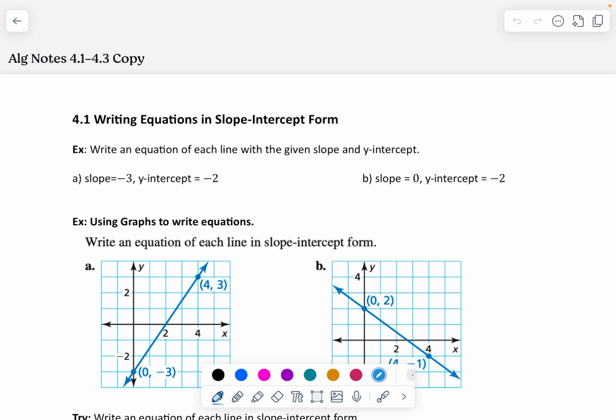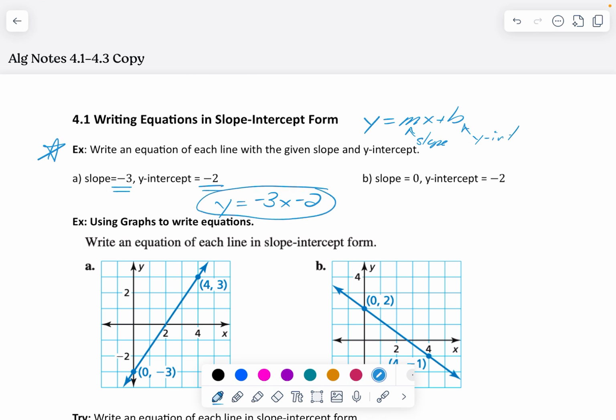So as a reminder, slope-intercept form was y equals mx plus b, where m is our slope and b is our y-intercept. And we used that information to help us become excellent graphers. So if we want to write an equation in slope-intercept form, this is really easy. Here's our slope, here's our y-intercept. And we can just write y equals negative 3x minus 2, and we're done.